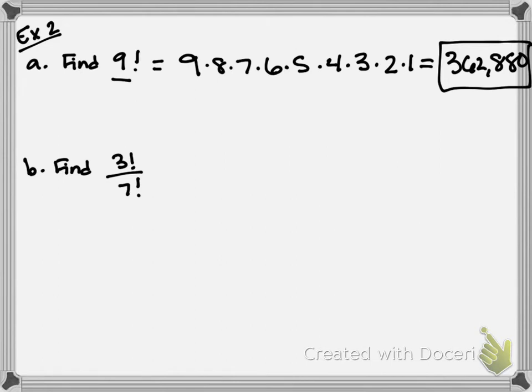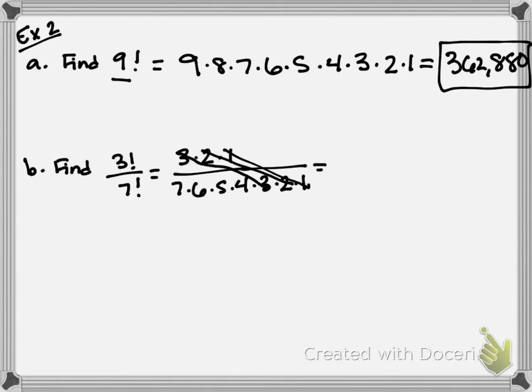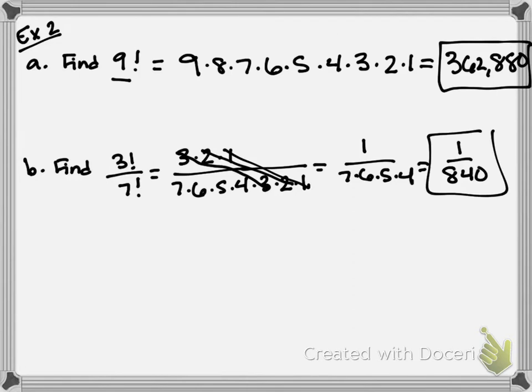All right, what if we wanted to do this as a fraction? You can multiply them out and then reduce, or you can make your life easier and reduce first. So what does 3 factorial mean? 3 times 2 times 1. What does 7 factorial mean? 7 times 6 times 5 times 4 times 3 times 2 times 1. Can I cancel anything? Sure, I can cancel the 3's, the 2's, and the 1's. So what's left? 1 over 7 times 6 times 5 times 4, which is 1 over 840.